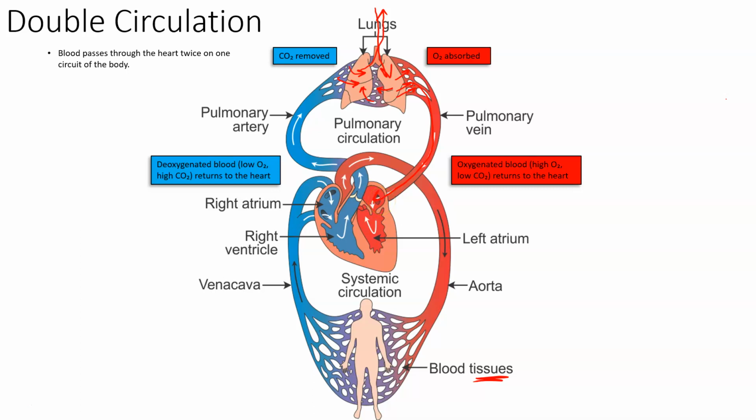Okay, now this diagram says the left atrium is down here. This is actually the left ventricle. Atrium are on top, ventricles on bottom. So that is a slight problem or a slight error on this diagram, although the diagram is really good.